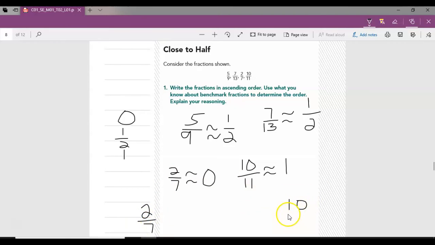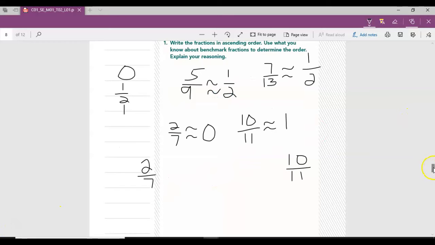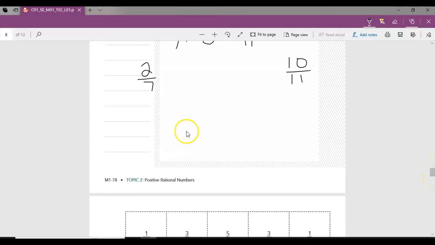Now my next job is to figure out which one of these two is bigger, 5/9 or 7/13. All right, so I'm going to slide down here a little bit. I'm just going to focus on 5/9 and 7/13 because those are going to be the ones that I have to think about the most. Now since both of these fractions are closer to 1/2, using benchmark fractions isn't going to be helpful for me here, so I have to use one of my other strategies.